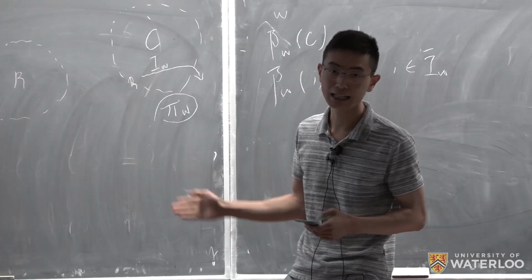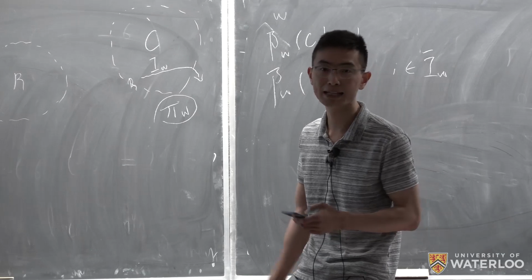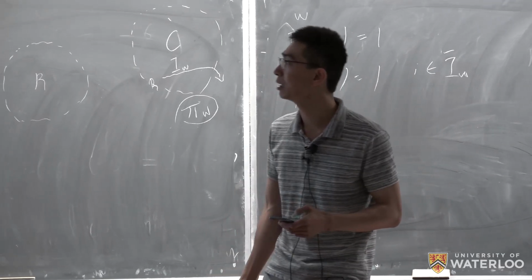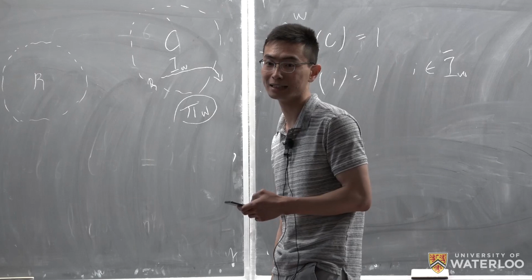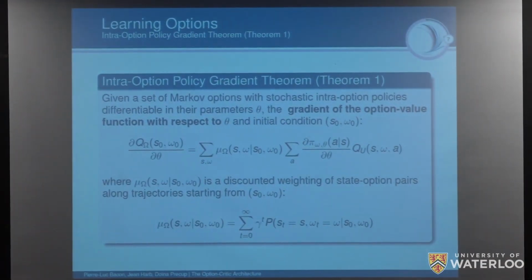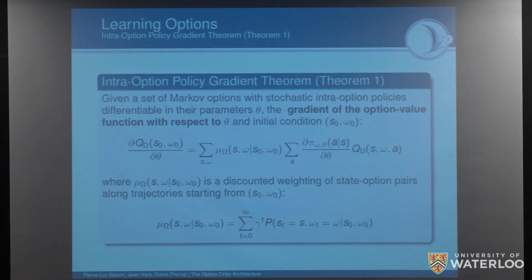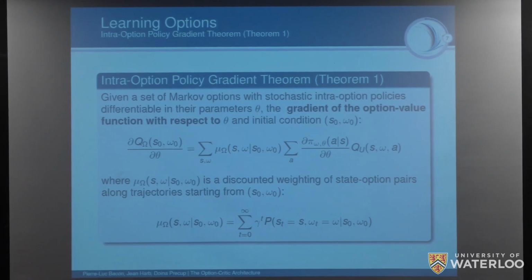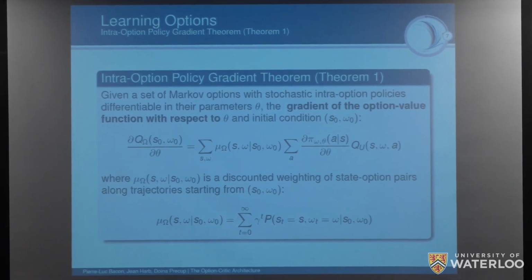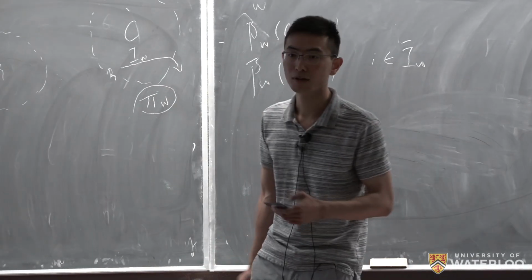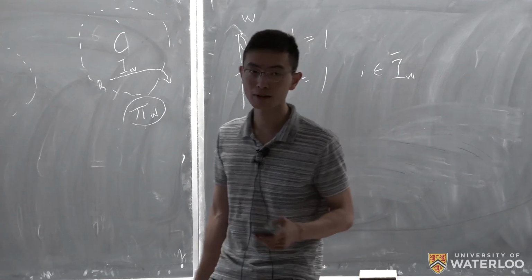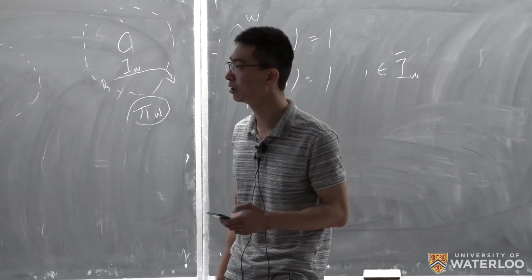And with this definition, we can do some mathematical computation, and we get two primary results. The first one is the intra-option policy gradient theorem. And here it provides the gradient of the option value function with respect to theta. And the mu function here is the discounted weighting of the state-option pairs along the trajectory starting from S0 and omega 0.